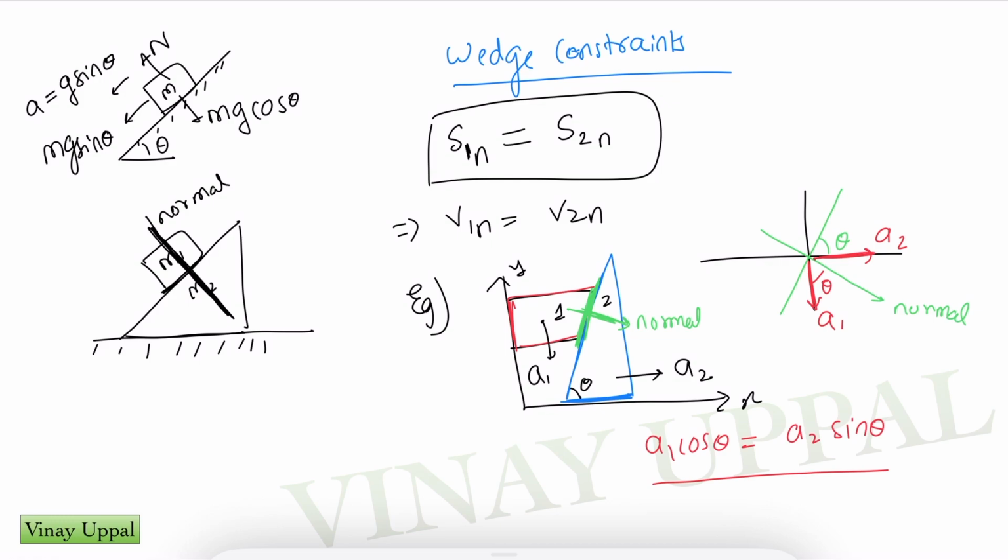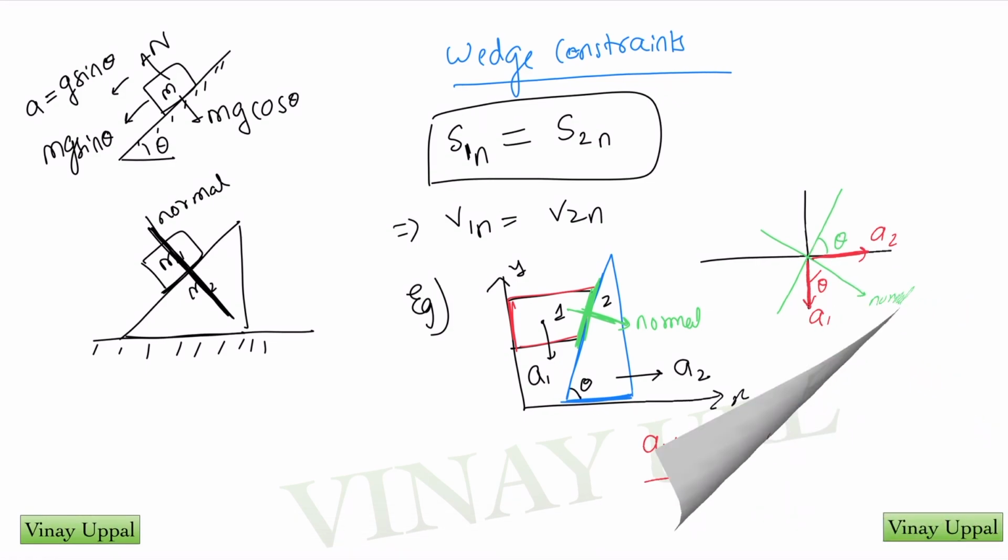Now suppose you want to find the actual acceleration if you're given the masses. We'll have to use Newton's laws as well. So let's do that on the next page. I'll continue the same example that we just did. I have this wedge, and then another wedge here. Let's say masses are m1 and m2, and this angle is theta. We already found a relation between a1 and a2: a1 cos theta equals a2 sin theta. This is the constraint equation.